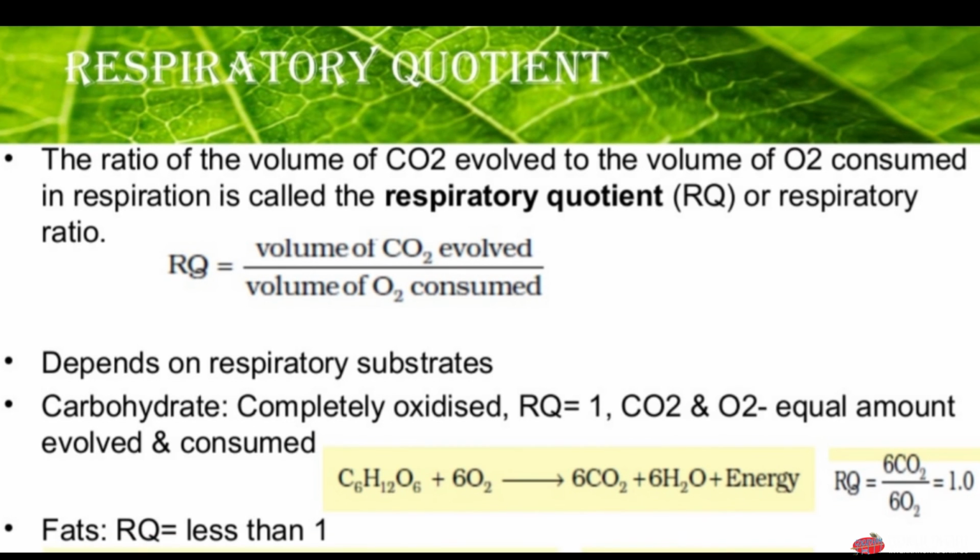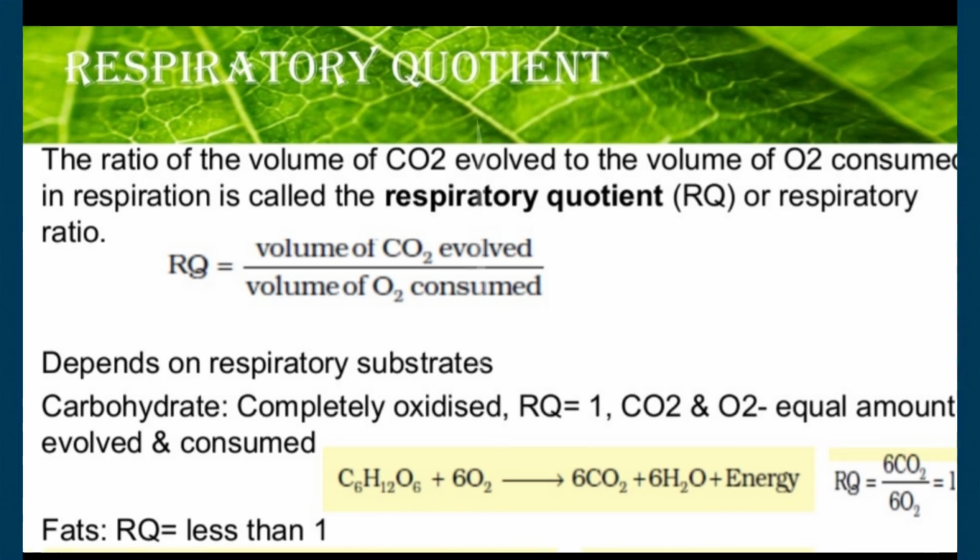So this is about respiration in plants. We discussed what respiration is, then glycolysis, the Krebs cycle or TCA cycle, the electron transport system, and then the amphibolic pathway and what an amphibolic pathway is. And last we discussed the respiratory quotient. So here we completed our chapter on respiration. Thank you.